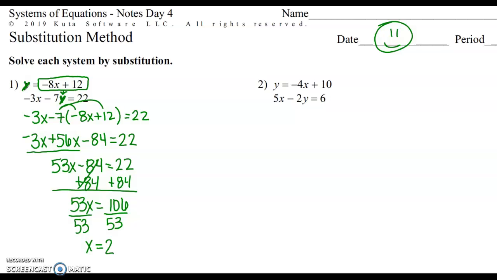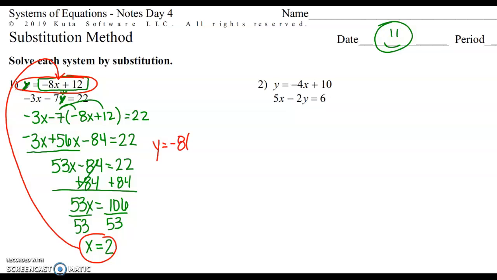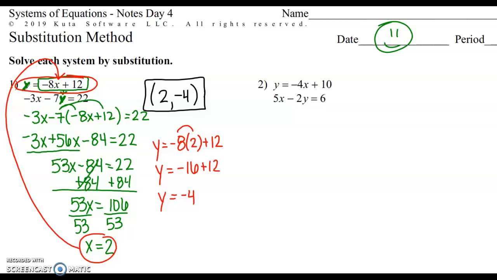Now, just like in elimination, to find the other variable, to find y, we would substitute back in. The good thing about substitution, you're always going to have this equation from step 1 that solves for what you're looking for. We need y, it's solved for y. I can substitute in 2 for x. So I've got y equals negative 8 times x, we know now is 2, plus 12. So then when I solve, negative 8 times 2 is negative 16 plus 12. And negative 16 plus 12 is negative 4. So my ordered pair, my x comma y, would be 2, negative 4. And this is the substitution method.